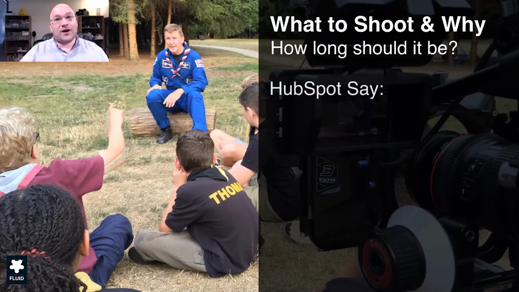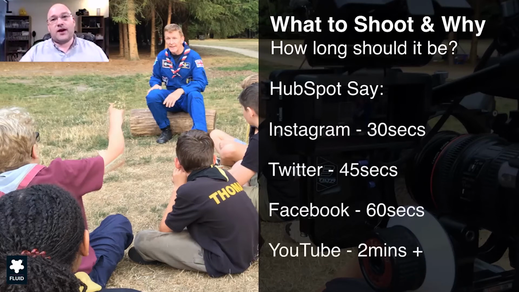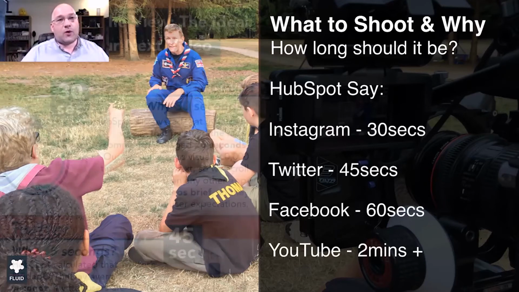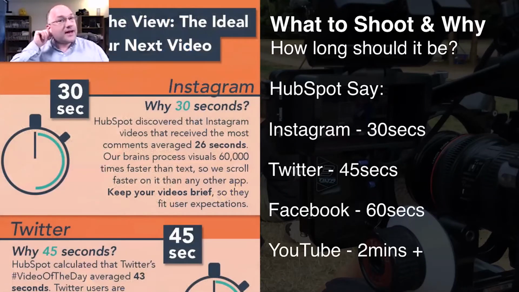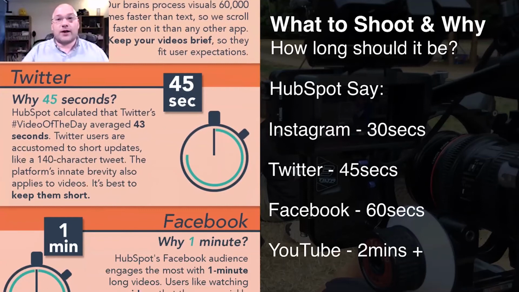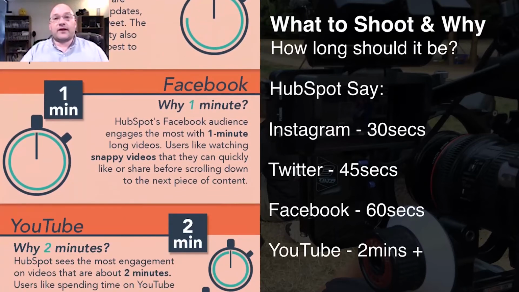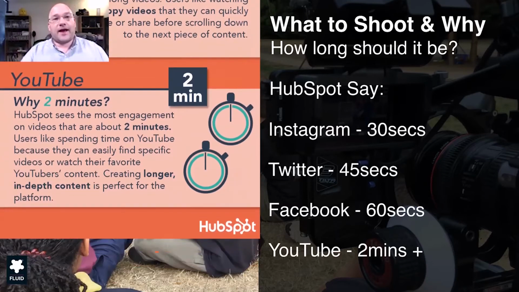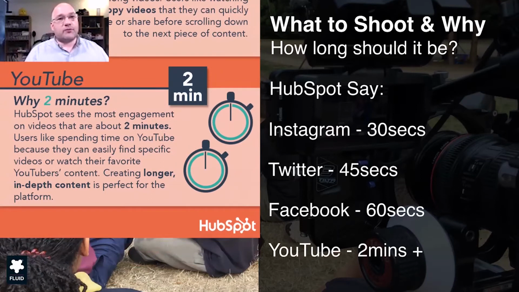How long should it be? Well, different people say different things, but HubSpot, who are quite popular, say if you're going to go on Instagram, it needs to be about 30 seconds. If you want to put it on Twitter, it wants to be about 45 seconds, and that'll get the most views. Facebook, it's about a minute, and if it's going to go on YouTube, it wants to be about 2 minutes. You can have a look online. There's loads of people telling you how long they think a video should be.